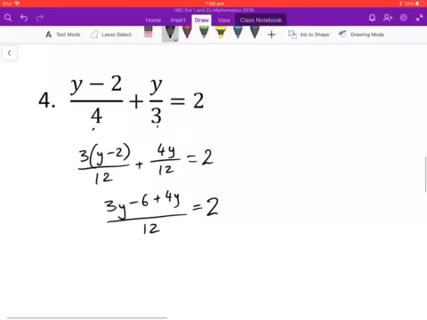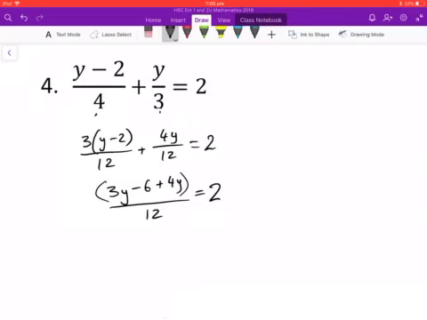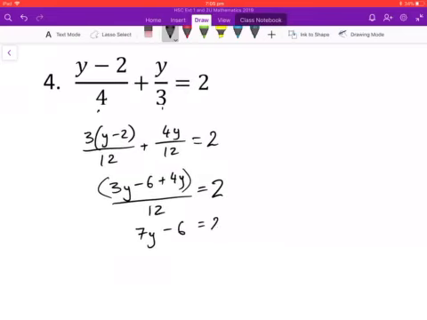Now that I have a single denominator, I'm in a position where I can multiply it. So this numerator here that I've just put into brackets, if I simplify that, becomes 7y minus 6. I'm going to multiply both sides by 12. That's equal to 24. Add 6. 7y is equal to 30. Divide by 7. y is equal to 30 over 7, or that is 4 and 2/7.